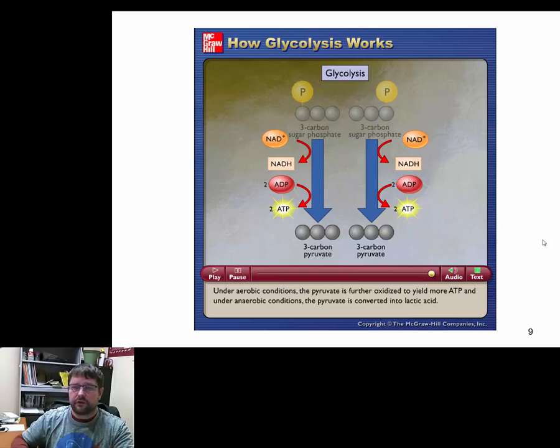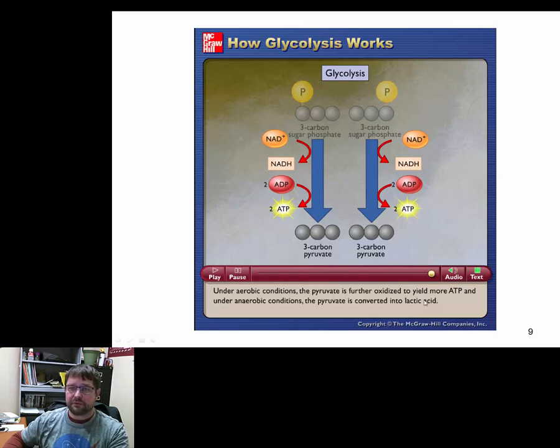Okay, so the video does a great job showing you the steps and everything, but I just want to correct it a little bit in that the end product, pyruvate, if in the presence of oxygen, will move into the mitochondria and get further processed and yield more ATP. If it's not in the presence of oxygen, it will form lactic acid. But this is only true for animals, the lactic acid part.